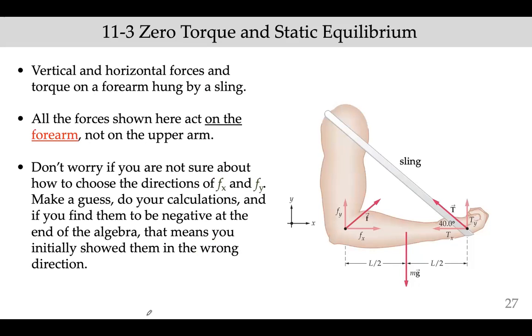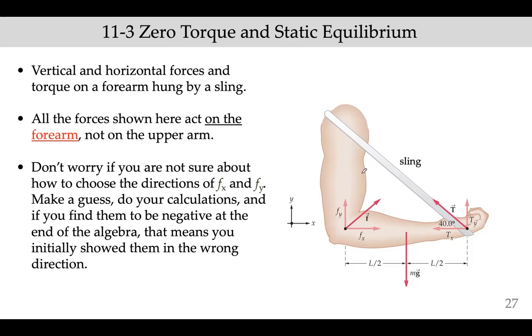Okay, so vertical and horizontal forces and the torque on a forearm hung by a sling. So now we did a similar problem here. The difference is we have now another force, which is in this direction. So it applies a tension force in that direction with some angle.